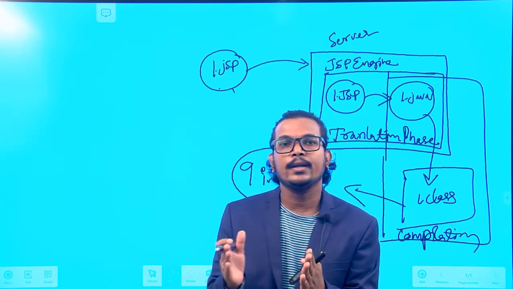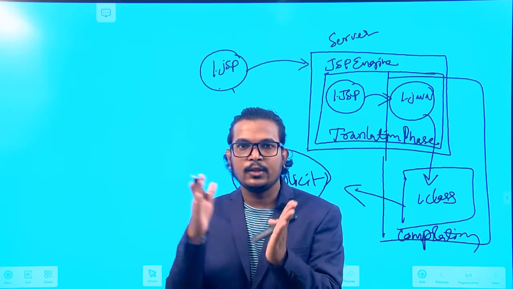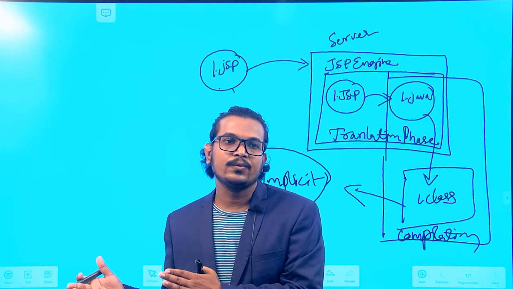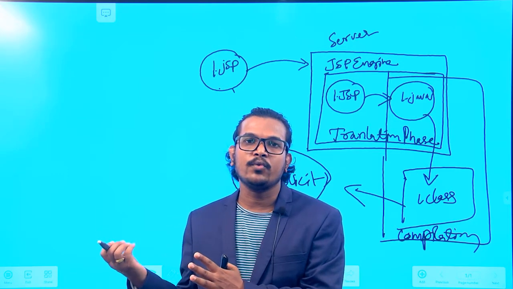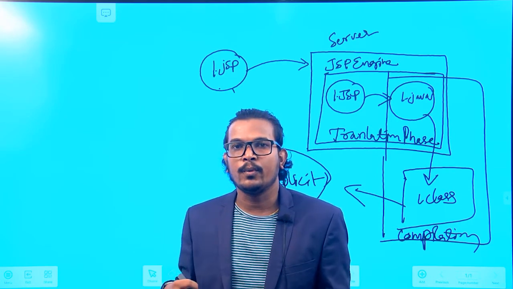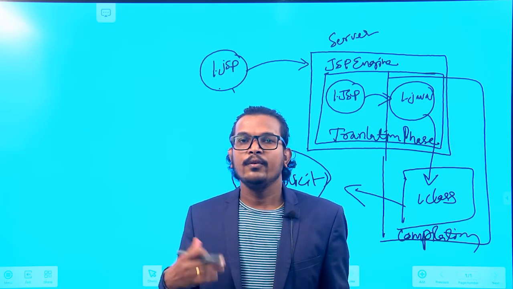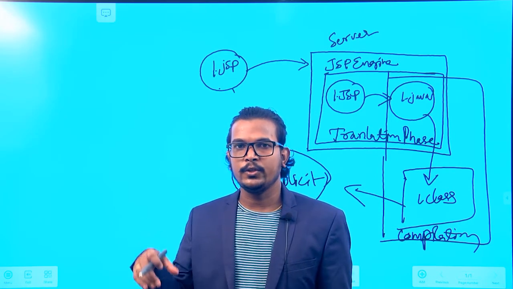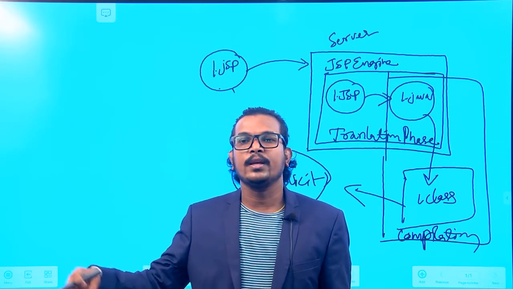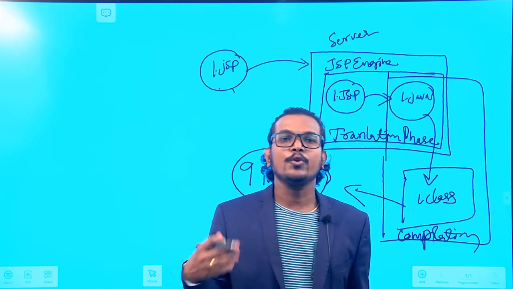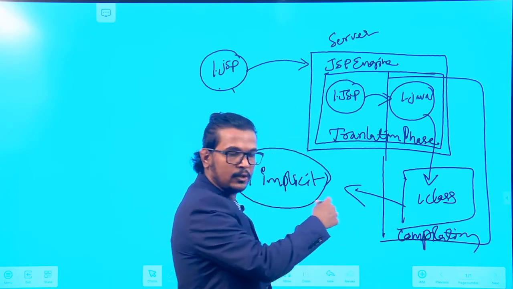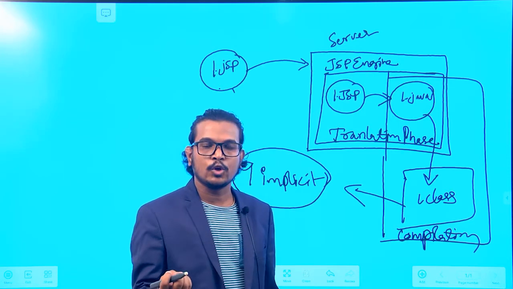After the translation phase is over, it enters the compilation phase. Compilation phase means we compile the .java file into the .class file. We generate some bytecode information, and we load that bytecode information into memory. From there only we get the output, or the response.